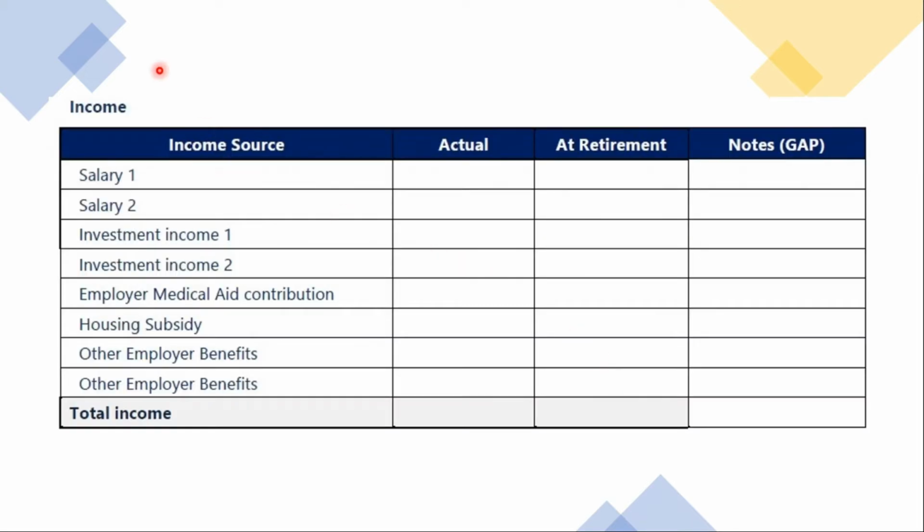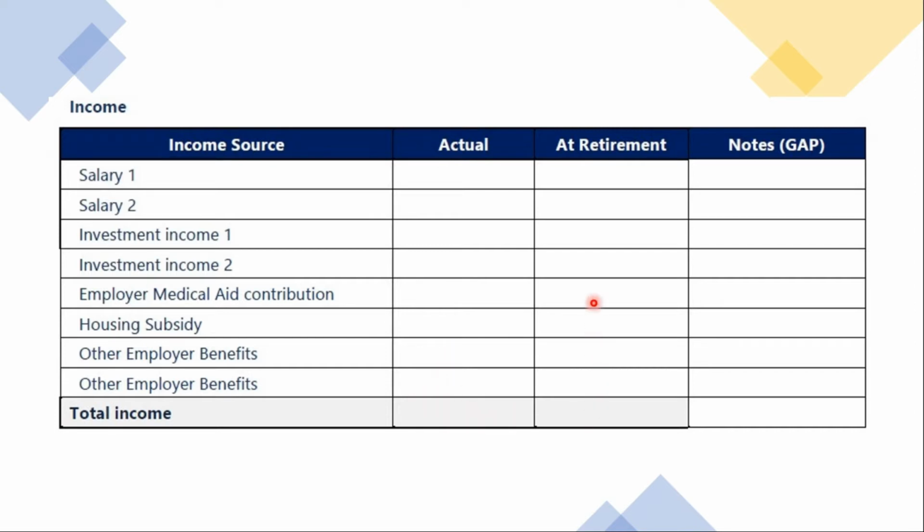Now, if we look at income, this is a summary of your net income, which is after deductions, of course, net income is paid into your account. So salary 1, actual, that would be you. Salary 2 could be a partner. Investment income 1 and 2, do you already have now? Employer medical aid contribution, a lot of people do have. Housing subsidy, fantastic if you have. Any other employer benefits, that could be a cell phone, traveling expense, and then a total.